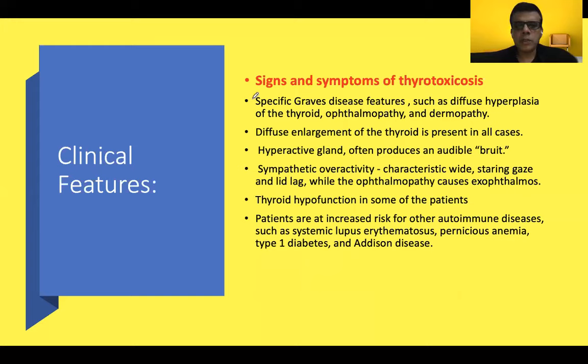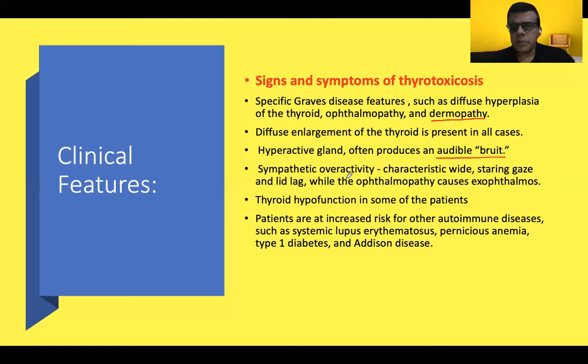Signs and symptoms of thyrotoxicosis, including fatigue, muscle weakness, palpitations, all these features of hyperthyroidism and thyrotoxicosis are identified. And specific Graves' disease features include diffuse hyperplasia of thyroid gland, ophthalmopathy, and some of the patients also manifest dermopathy. The hyperactive gland often produces an audible bruit, which is auscultated over the thyroid gland.